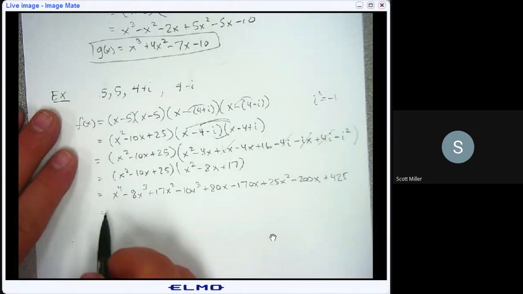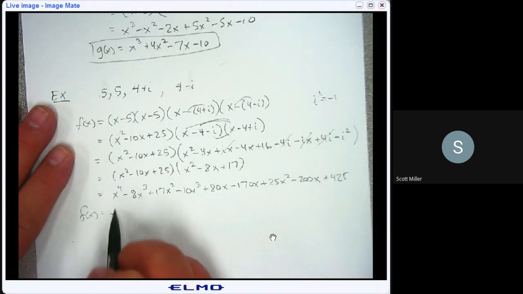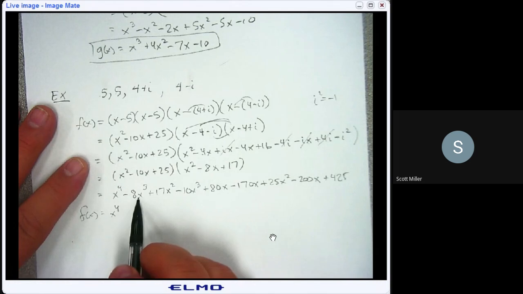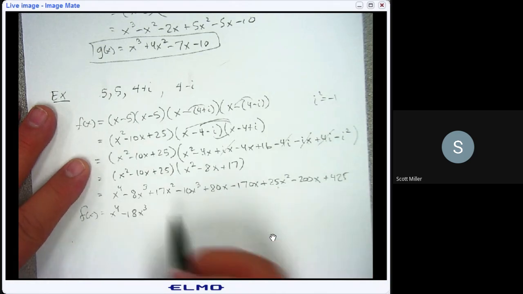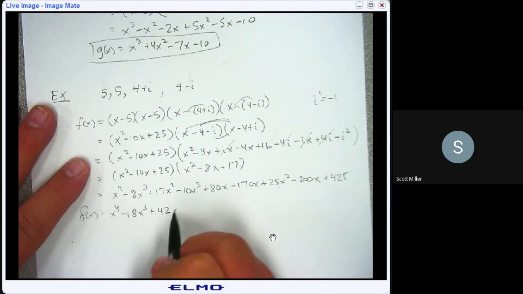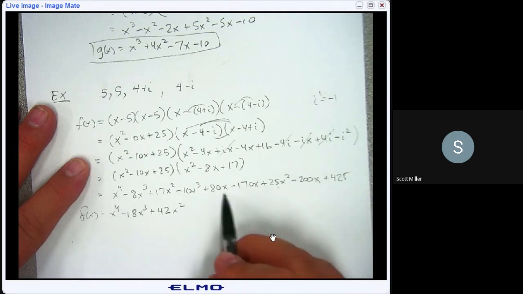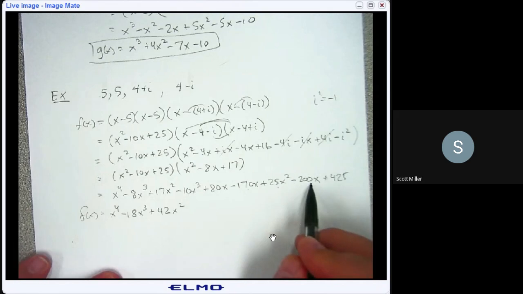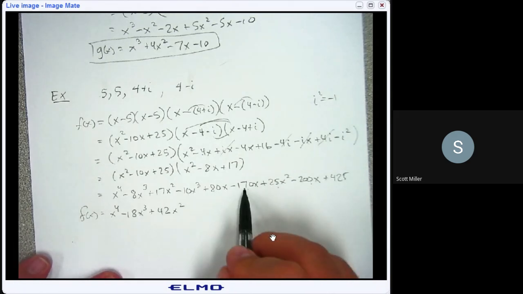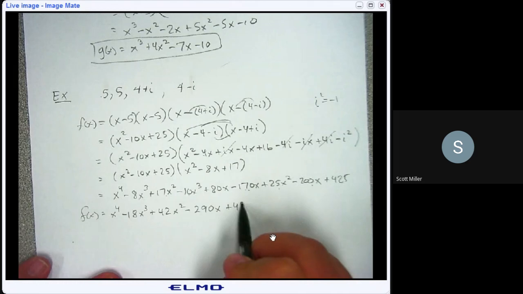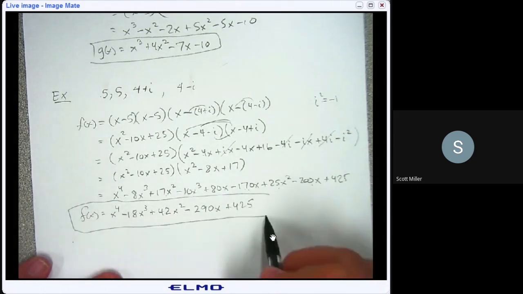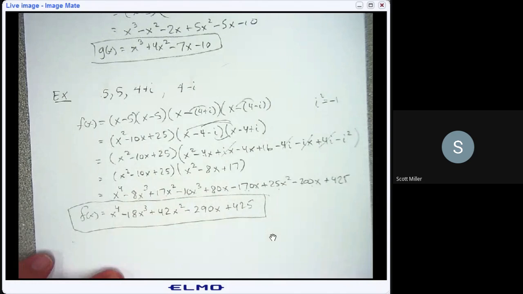And so you just clean up like terms. So f of x equals x to the fourth. Make sure it's in proper order. I got negative 8, negative 10. That's negative 18. I got 17 and 25, 42. The x's now, there's 3 of them. So we have this one, and that one. So if you take 80 from here, it gives me a negative 90. Negative 290x, and then plus 425. So there you go. You'll be asked to do something like this on your next test.